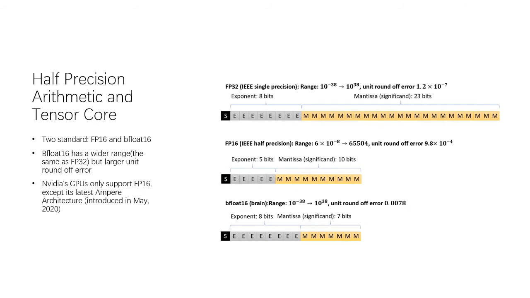At the very beginning, let me introduce the TensorCore a little bit. TensorCore was introduced by NVIDIA in 2017. TensorCore supports half-precision computations with very high speed. Typically, half-precision has two standards. One is FP16 and another is bfloat16. Both of them have 16 bits. The differences are the range and the unit round-off error. FP16 has smaller range with better accuracy and vice versa.